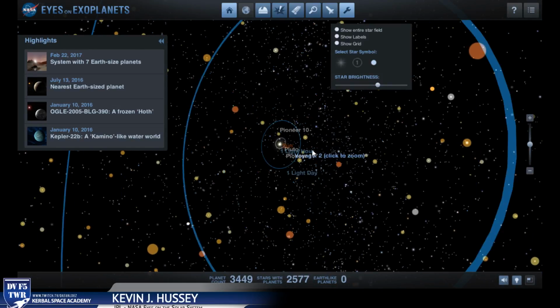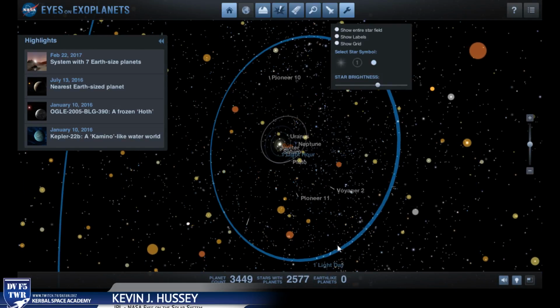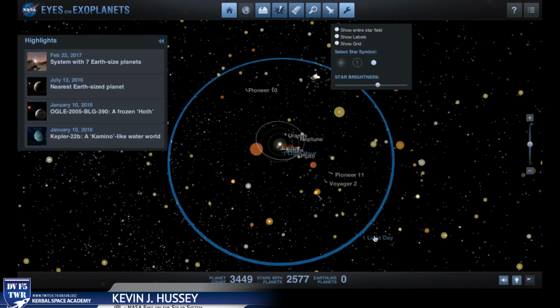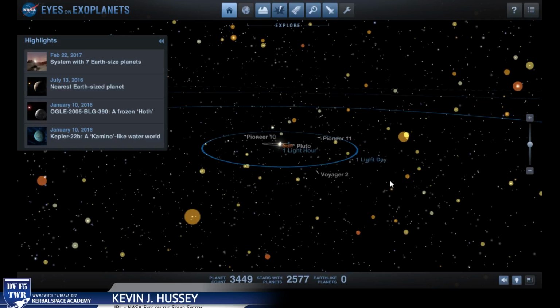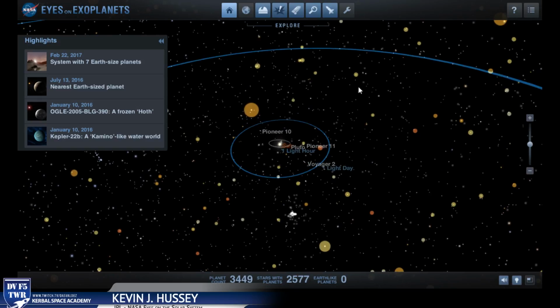That allows you to show. So there's a light day. Oh, you see that Voyager 1. It's like range rings. Yes, exactly. Let me go back to my other.